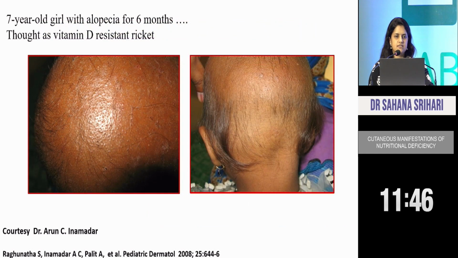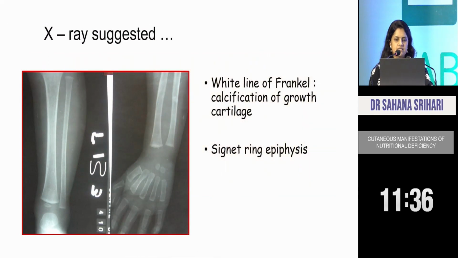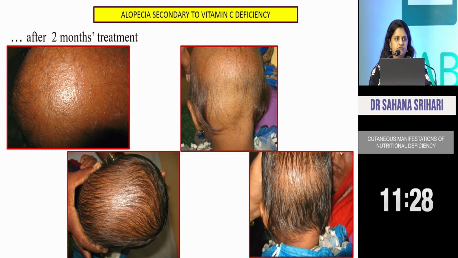Now here's a case by Dr. Arun Inamdar sir. There's a 7-year-old girl with alopecia since 6 months. It was initially thought to be vitamin D resistant rickets, but on X-ray there was a white line of Frankel with signet ring epiphysis which suggested scurvy or vitamin C deficiency. After 2 months of treatment there was marked improvement and regrowth of hair.